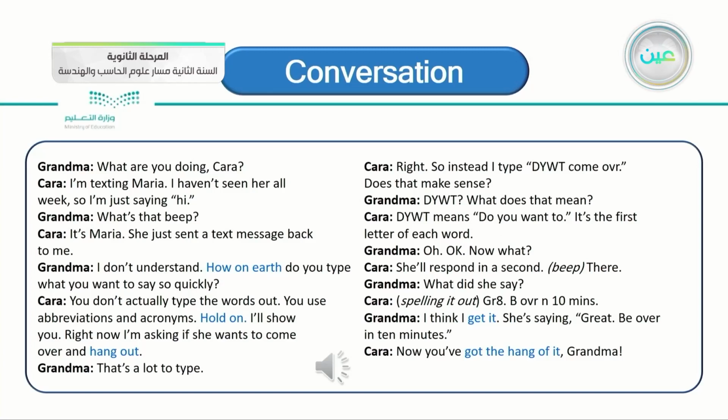Grandma, that's a lot to type. Kara, right. So instead, I type DYWT, come OVR. Does that make sense? Grandma, DYWT, what does that mean? Kara, DYWT means do you want to? It's the first letter of each word. Grandma, oh, okay. Now what? Kara, she'll respond in a second. There. Grandma, what did she say? Kara, GR8B OVR in 10 minutes. Grandma, I think I get it. She's saying, great, be over in 10 minutes. Kara, now you've got the hang of it, Grandma.